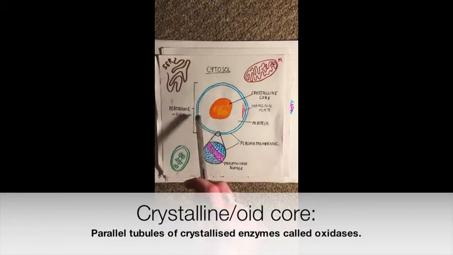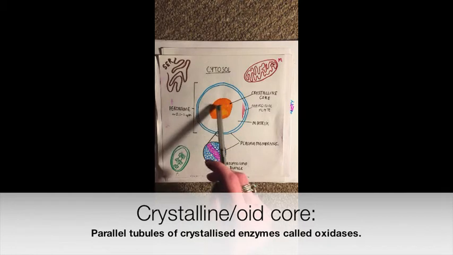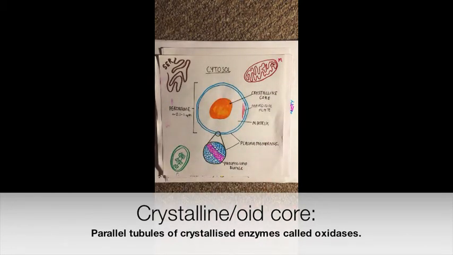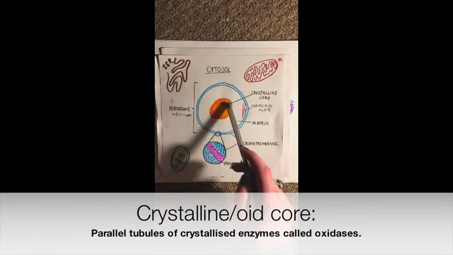Within the matrix, another region of higher electron density may also be present. This is called a crystalloid core. This is also variable as it is present in rat hepatocytes but not in the hepatocytes of humans. This core is made up of tubules arranged in parallel bundles.